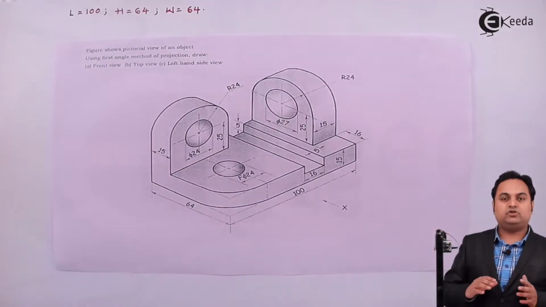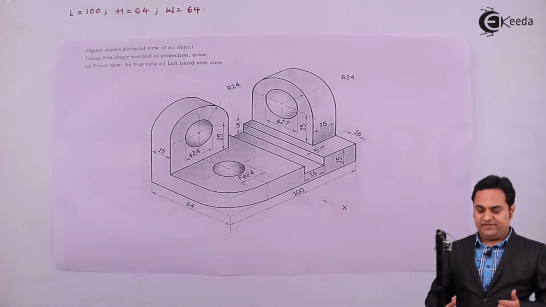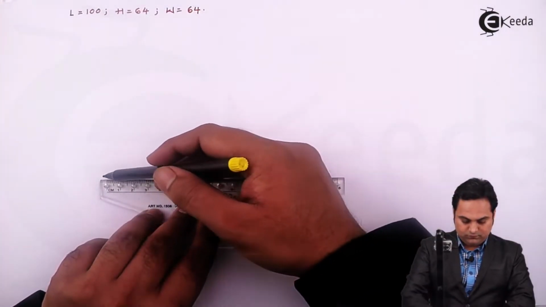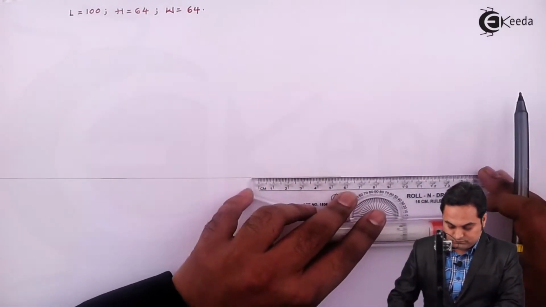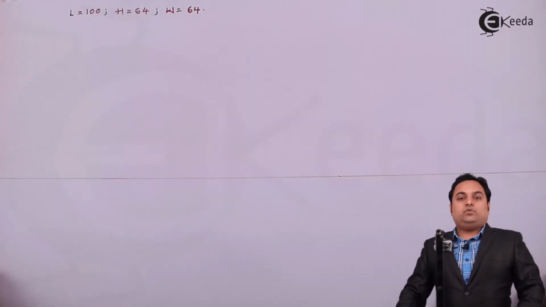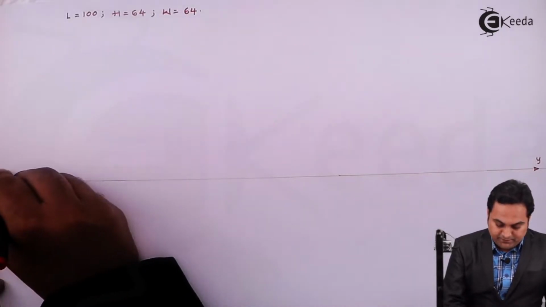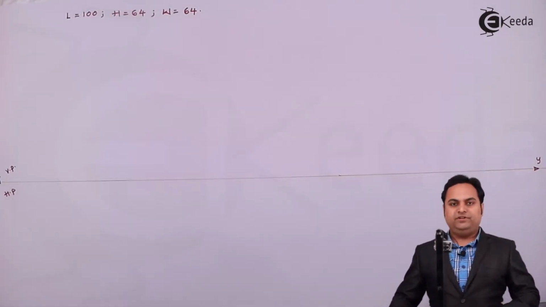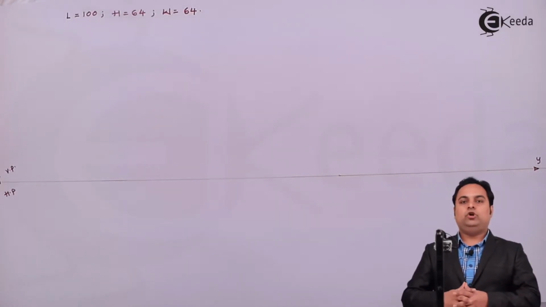And now once we have understood the length, height and width, we have to know the spacing, that is where we have to draw the front view, top view and side view. That I'll explain. Drawing a light horizontal line. So this line is called as XY line. Here we have VP and HP, vertical plane, horizontal plane. Now in the problem it is mentioned we have to draw left hand side view, and as I have explained, left hand side view will be drawn towards the right hand side.